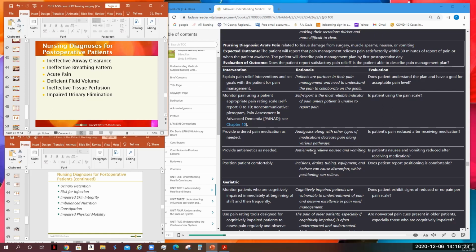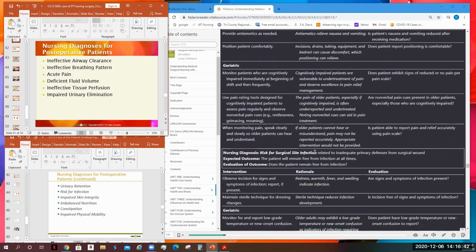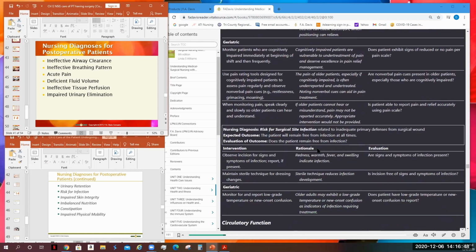Position patient comfortably. Incisions, drains, tubing, equipment, and bed rest can cause discomfort, which positioning can relieve. Does patient report positioning is comfortable? Geriatric: monitor patients who are cognitively impaired immediately at the beginning of shift and then frequently.